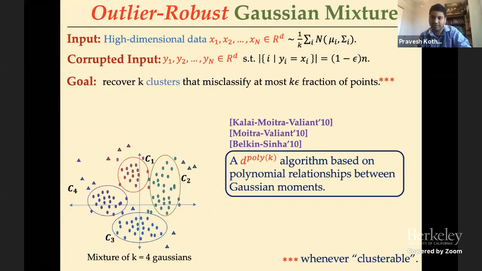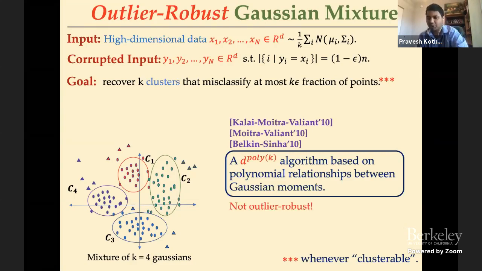So that's what the goal would be. Okay, we would want to get a clustering which is accurate up to a one minus k epsilon fraction of samples. We're going to work with epsilon much tinier than 1 over k. And as I convinced you earlier, we're going to think of k as a constant. So no harm, no foul so far. Good. So that's our goal.